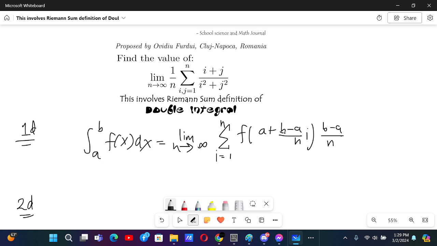So basically over here, this is our delta x, and this is a plus delta x times i, so this is our xi. And when n goes to infinity, basically the delta x goes to 0. So limit delta x goes to 0 is also equivalent.